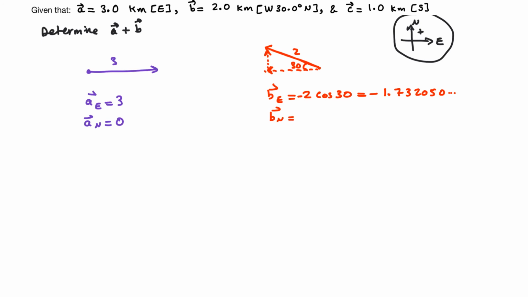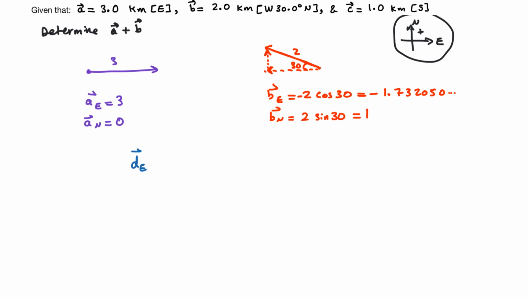And for the north component, it's going the same direction, so it's going to be positive, and it's opposite to the angle, so it's going to be 2 sine 30, which is going to equal 1. So I have the two components. These steps were exactly the same as the last one. And now the next step is also exactly the same. Let's call this vector D again.